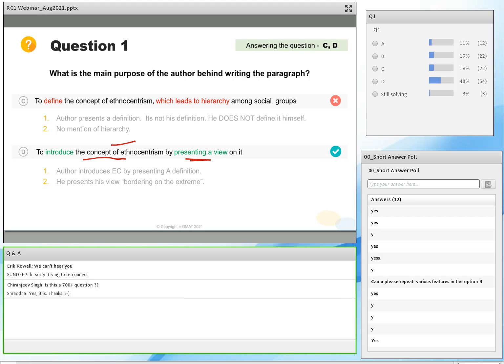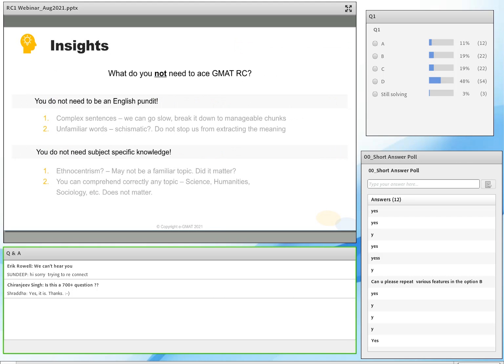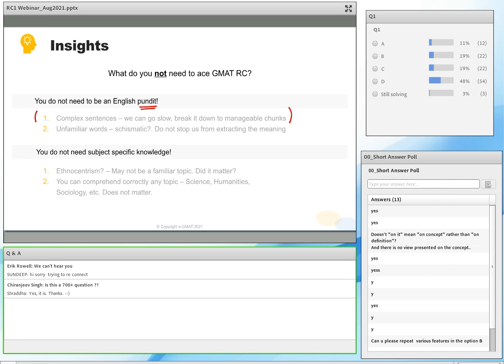The passage is not really got into features. That's the point. So, key learnings from this particular question. You would have observed all this right now. The first thing, you do not need to be an English scholar. Remember, the sentence was extremely complex. Some of you would have noticed that this entire passage is only one sentence. It's a very complex sentence. How do we do it? By breaking it down into manageable chunks.